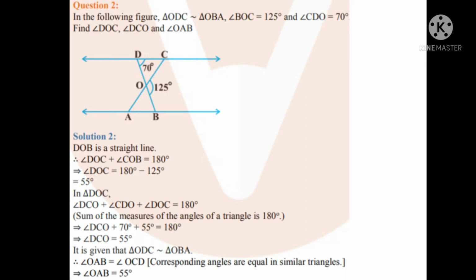Let us look at question number 2. In the following figure, triangle ODC is similar to triangle OBA. Angle BOC is 125 degree. Angle CDO is 70 degree. Find angle DOC, angle DCO and angle OAB.